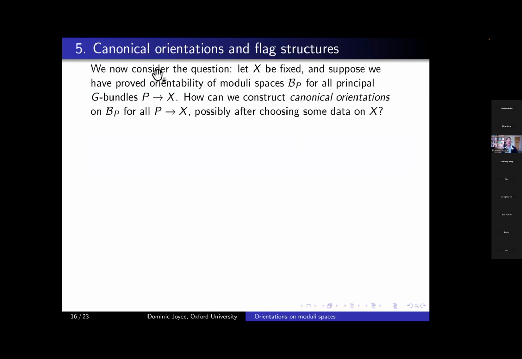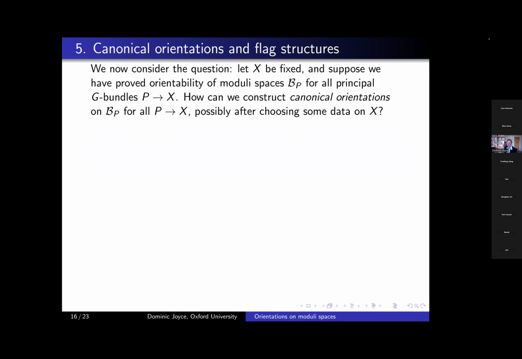Now let's consider the question: if X is fixed, let's suppose we prove orientability of moduli spaces BP for all principal G-bundles P over X, for example, under this condition star on an 8-manifold. Then we can ask, how can we construct canonical orientations on BP for all P over X, possibly after choosing some data on X?